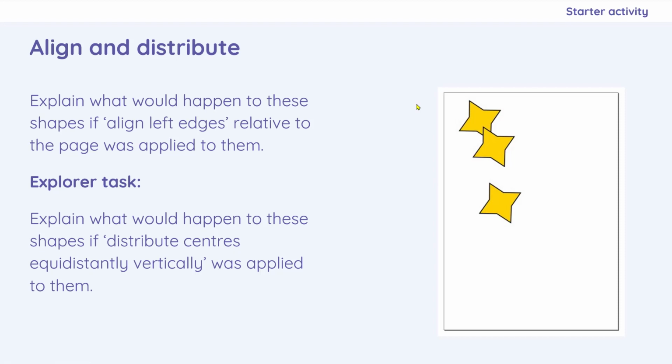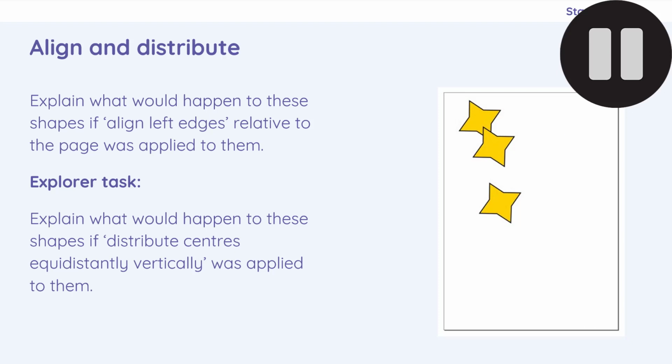If you have been following our lessons, in our last lesson, lesson 2, we looked at how we aligned and distributed objects on the canvas. So have a quick read of the questions on here and think about what would happen if you were to align these shapes to the left edge relative to the page, and then second, what would happen to these shapes if you distributed the centers equidistantly vertically. Pause the video for a moment, have a little think about that, maybe do a sketch, and then play the video when you're ready to continue.